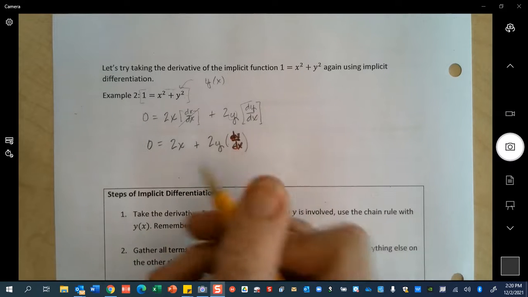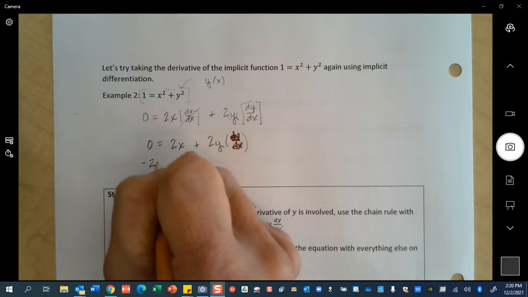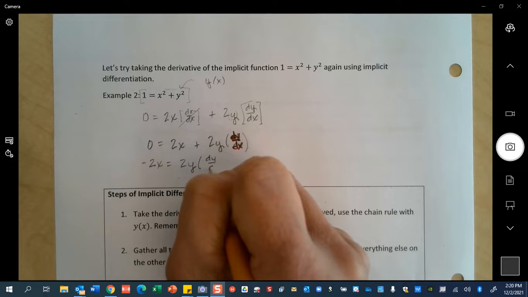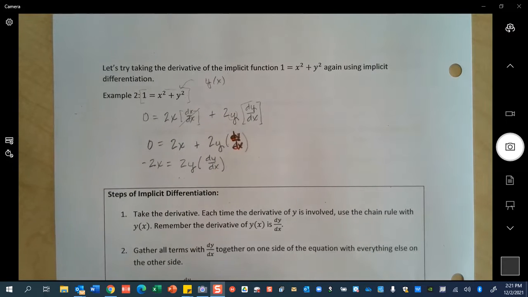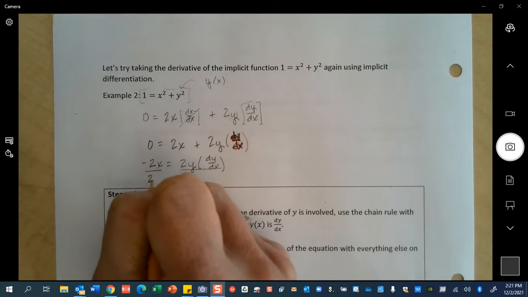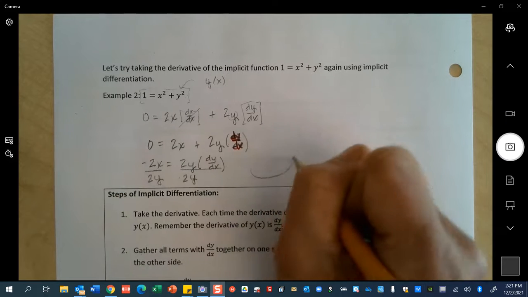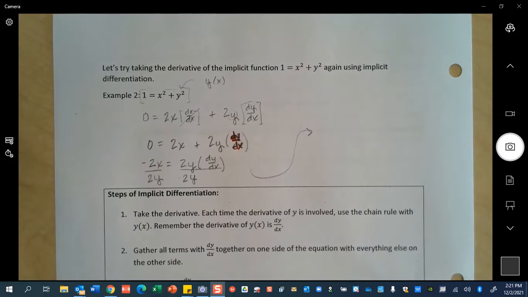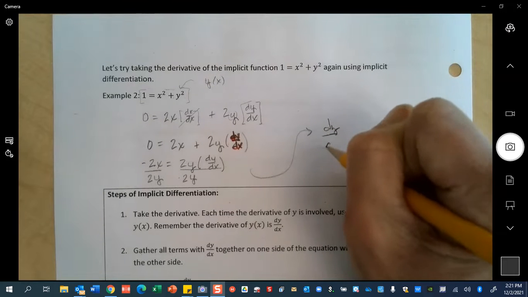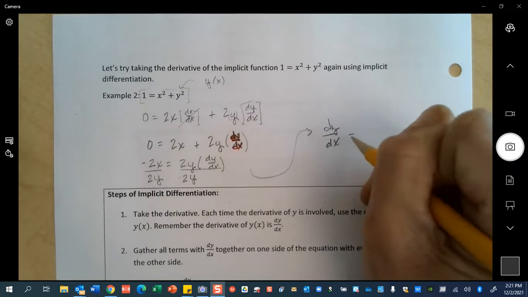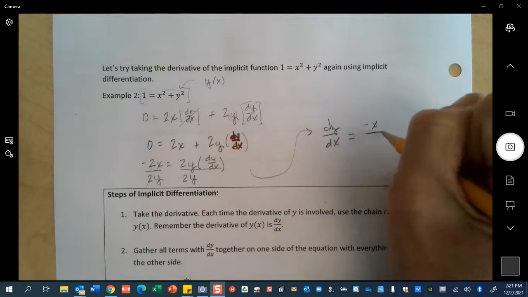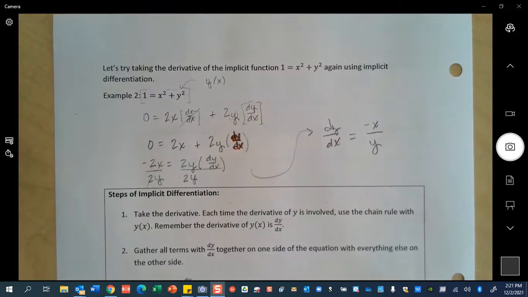So if I want to get this by itself, I'm going to go ahead and subtract 2x from each side. And then I'm going to divide by 2y. What I end up with is going to be dy/dx, which is my derivative. That's what I'm solving for. My 2's cancel out, and I have the opposite of x over my y function.